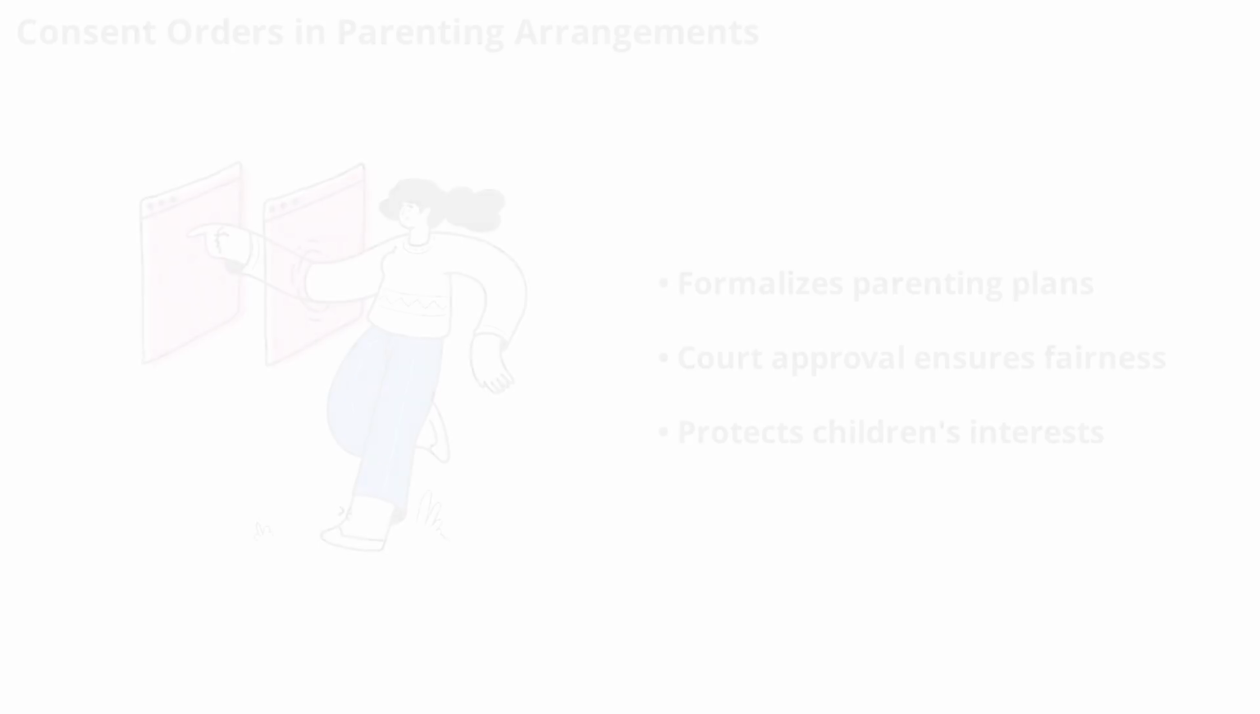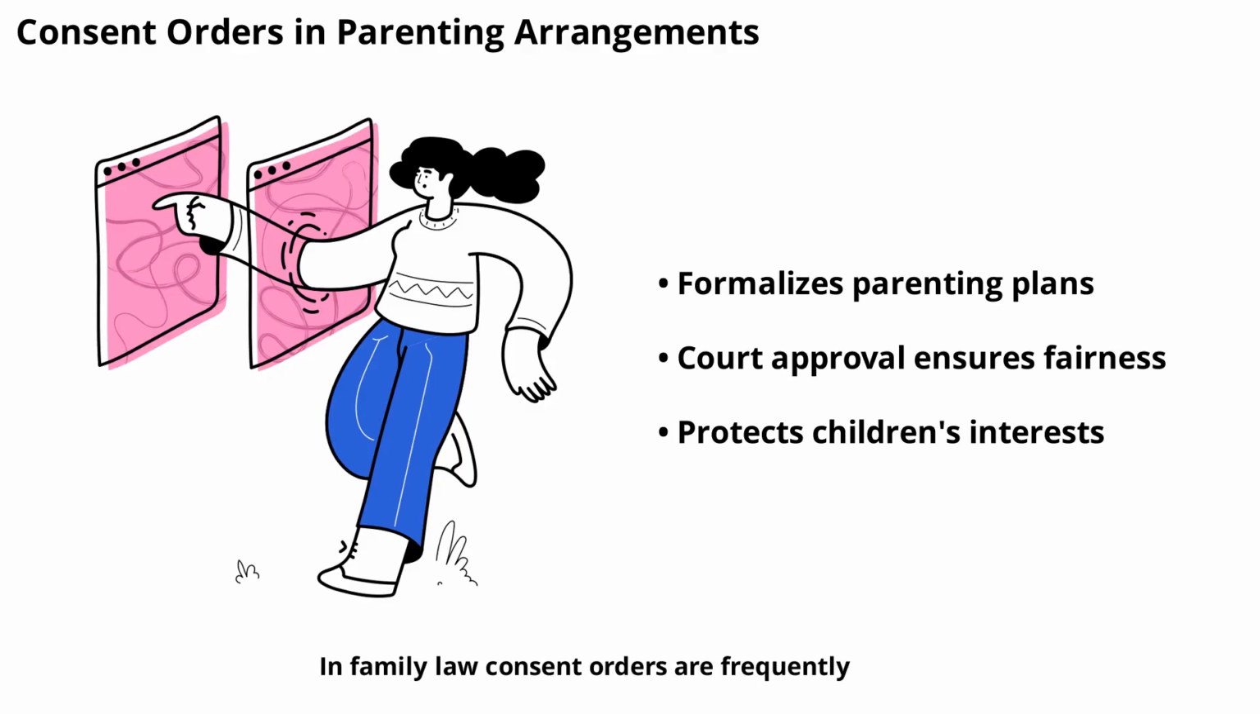In family law, consent orders are frequently used to formalize parenting arrangements. Parents agree on issues like custody, visitation, and child support, and the court approves the agreement. This provides a clear, stable framework for co-parenting and ensures that both parents understand their rights and responsibilities. The court's involvement also helps protect the best interests of the children.